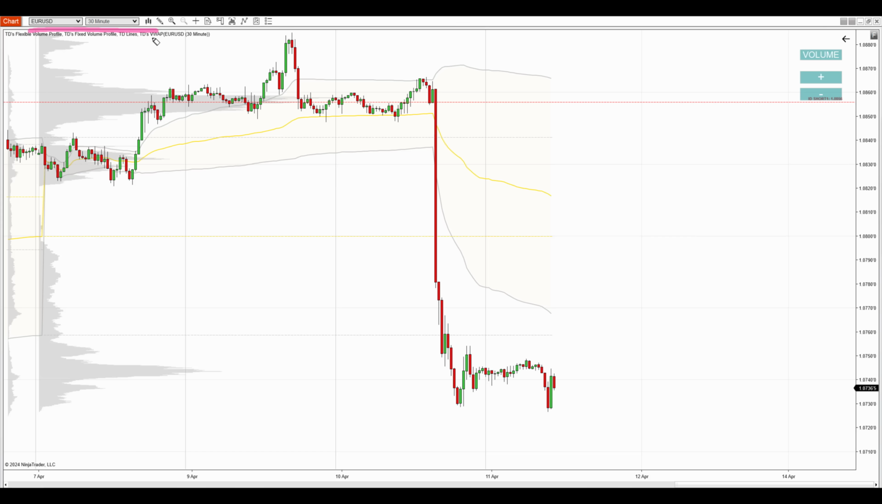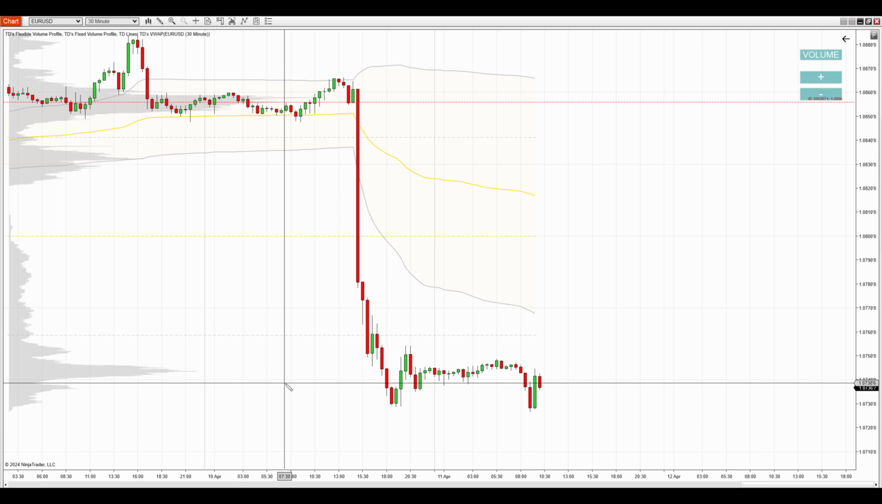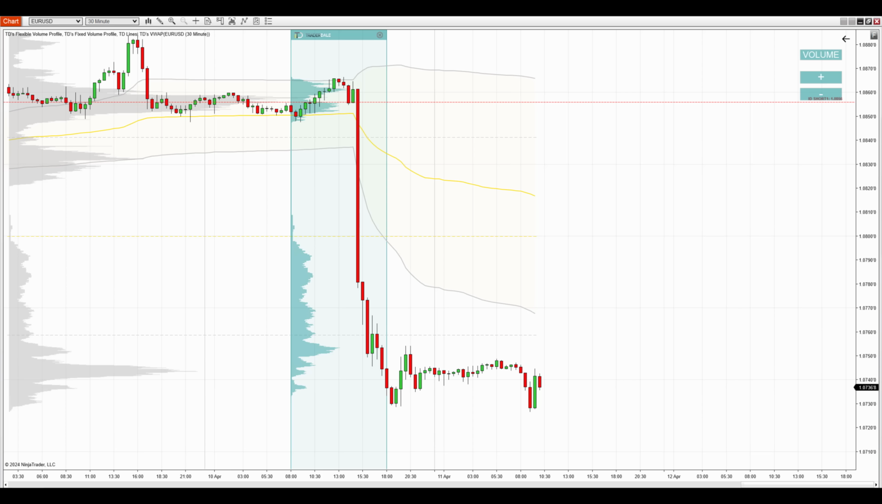This is a 30-minute chart of the euro dollar, and the little trick is, when there's a strong trend day like yesterday, this is a strong trend, right? Then at the end of the day, you want to look with the flexible volume profile into the trend zone. And usually there are heavy volumes around the low of the day. In this case, it was in here.